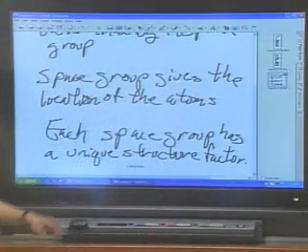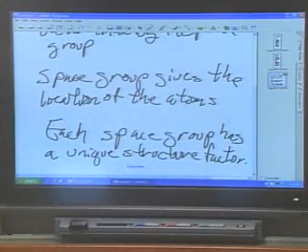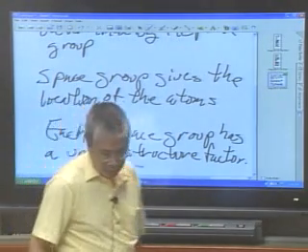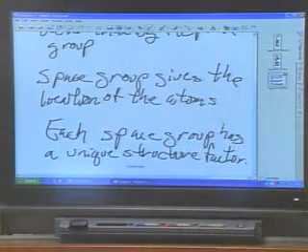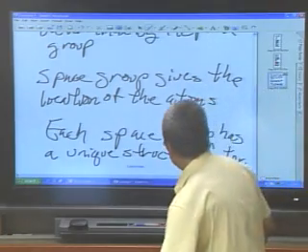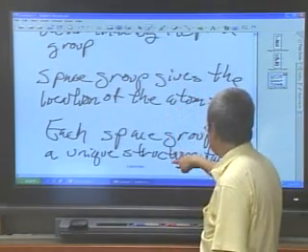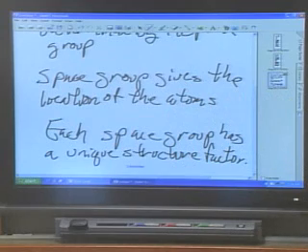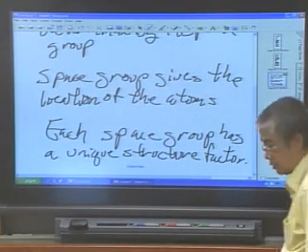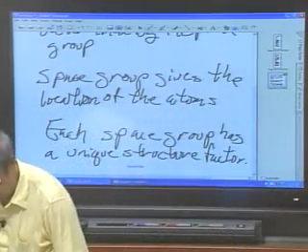Some of you know what a structure factor is. If you've had any elementary course in diffraction, that's kind of the first thing they do, calculate structure factors. If you don't, it's okay. I will cover that and derive how you calculate a structure factor. But it's based on where the atoms are located, and basically each space group has a unique structure factor. So if you can identify what the structure factor is, you can identify the space group and therefore identify where the atoms are located.